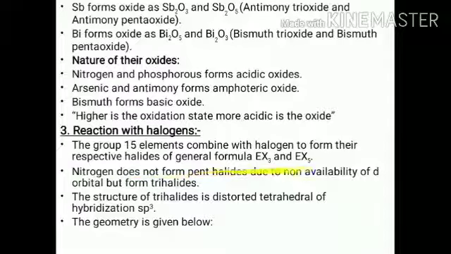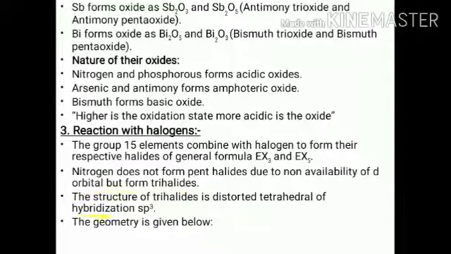The general formula is EX3 and EX5. Moving from top to bottom, due to the inert pair effect, the element shows the +3 oxidation state more effectively. Nitrogen, phosphorus, arsenic and antimony show the +5 oxidation state, but bismuth shows the +3 oxidation state. Nitrogen does not form the pentahalide due to the non-availability of vacant d orbitals.